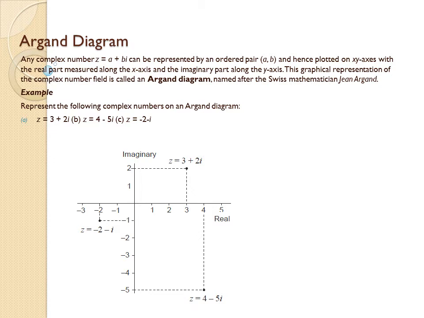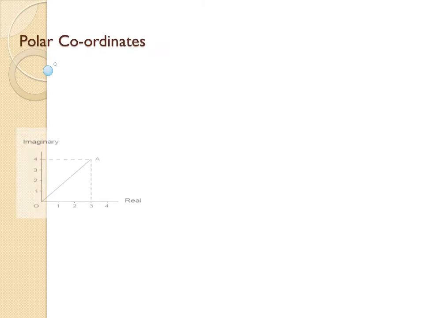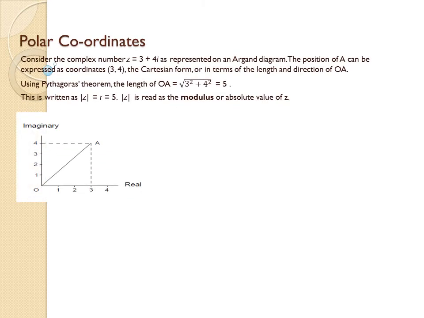Let's move to some more geometrical representation, that is called polar coordinates. Consider the complex number z equal to 3 plus 4i as represented on an Argand diagram. In the Argand diagram, as I discussed earlier, 3 plus 4i means 3 is on the real axis, so 3 over here, and 4i is also plus, so plus on the imaginary axis, that is here, so the number becomes over here, 3 plus 4i.